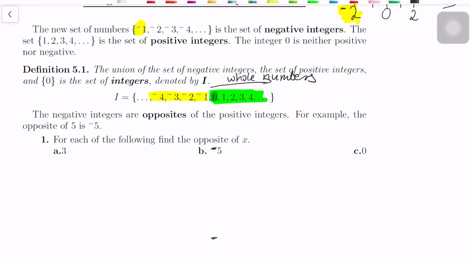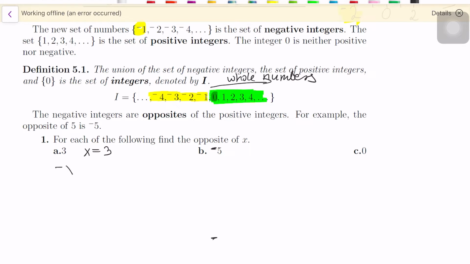Okay. So let's find each of the following. For each of the following, find the opposite of x. So here, if x is 3, what's the opposite to it? And always think of the number line. So what's minus x if x is 3? Of course, most of us see it's going to be -3. If this is 3, then the opposite will be right here. So that's going to be -3.